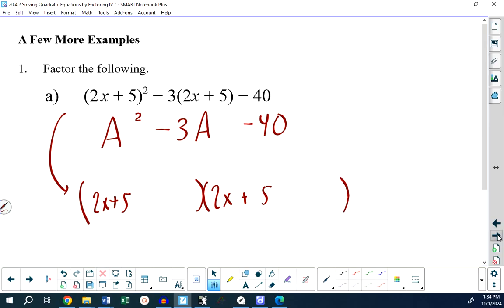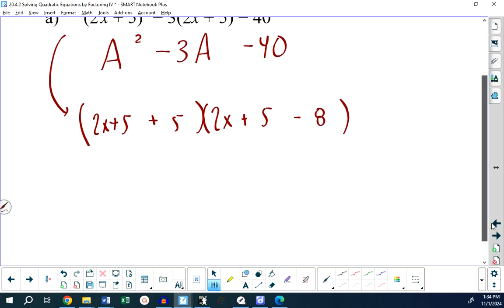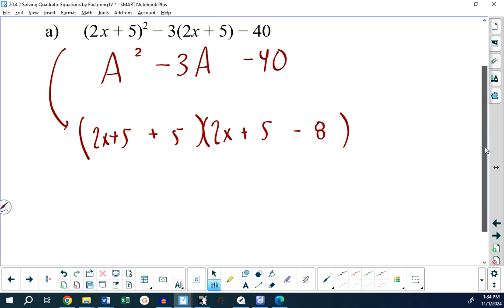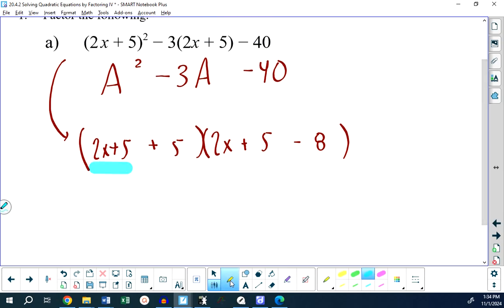And then I need, oh, look at that, two numbers that multiply to give negative 40 and add to give negative 3. That would be positive 5 and negative 8. And I just want to point something out to you right now before we go any further. I hope you would agree, when I multiply these two things, I get this first term. That's my F, first. When I multiply these two things, I get my last term.